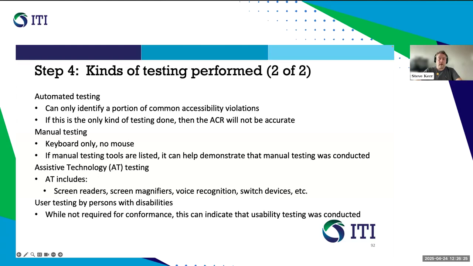There are a number of assistive technologies that can be tested with, including screen readers, screen magnifiers, voice recognition, switches, and so on. User testing by persons with disabilities, while it's not required, is also a relevant indicator that the results reported in the ACR are likely to be more accurate.